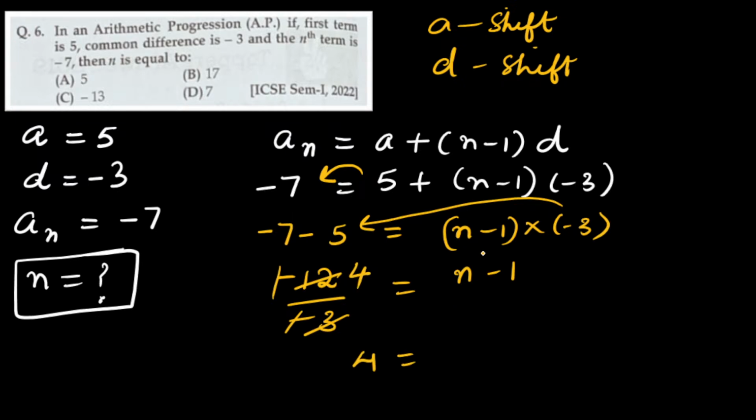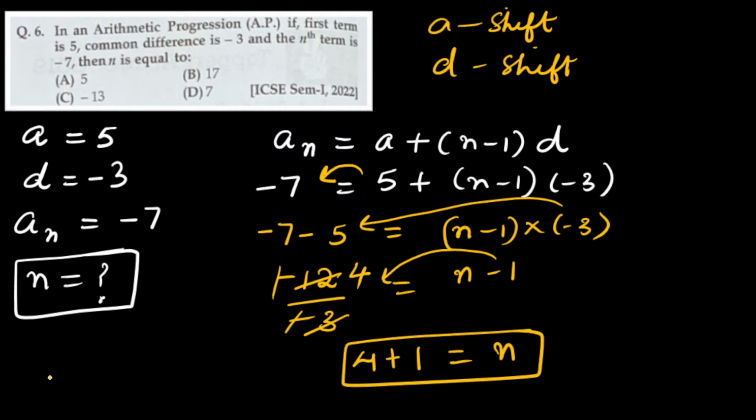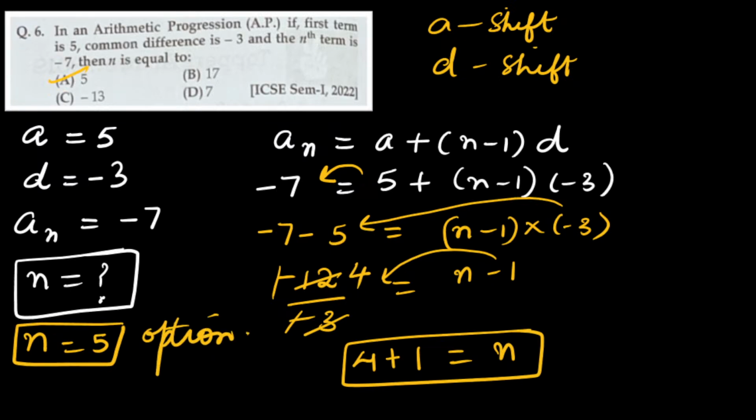So 4 is equal to n minus 1. Minus 1 also, let's shift to this side. If we shift minus 1 to this side, it will change to plus 1. So 4 plus 1 is equal to n. So n's value here we are getting is 5. So 5 is option A. Option A. N is equal to 5. Option A.